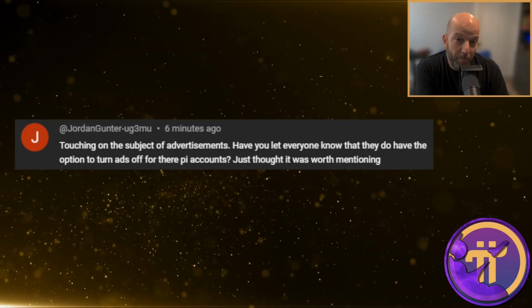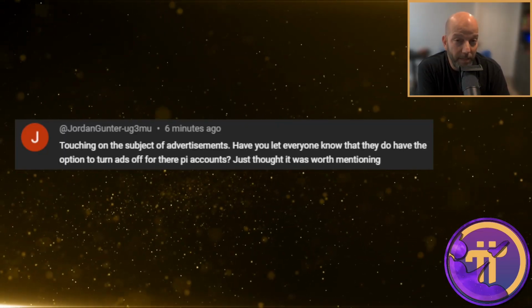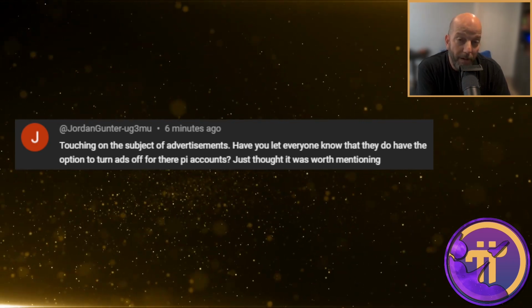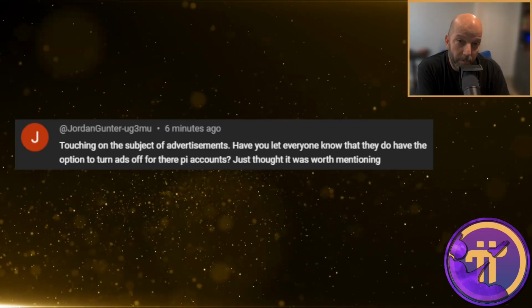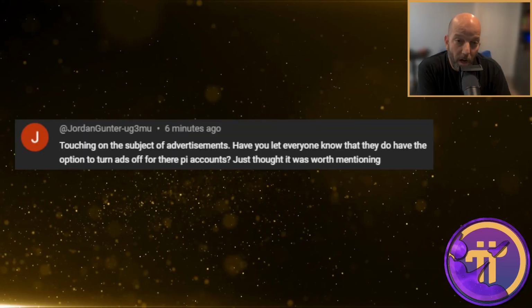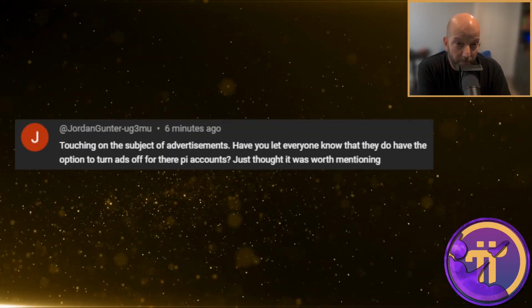Now, it's not a permanent disable. The ads can be turned off for 2 weeks at a time. And the way you do that is you go into your profile in the Pi app, and there's a slider button that will turn ads on or off. And once they're off, you won't see any more ads for 2 weeks.